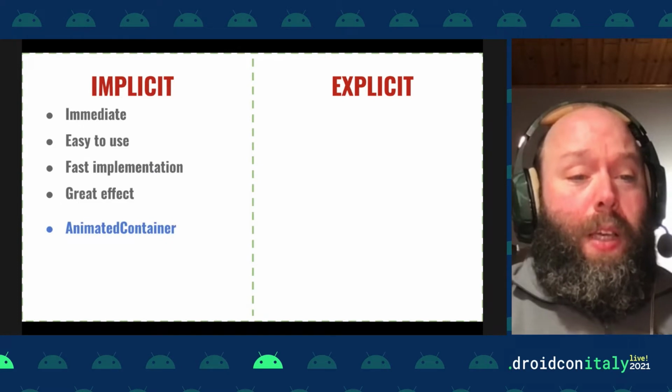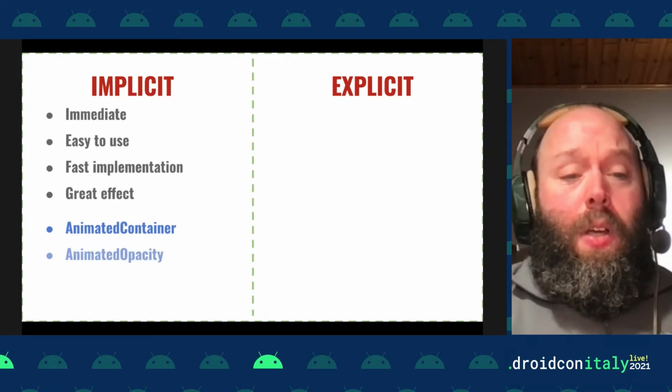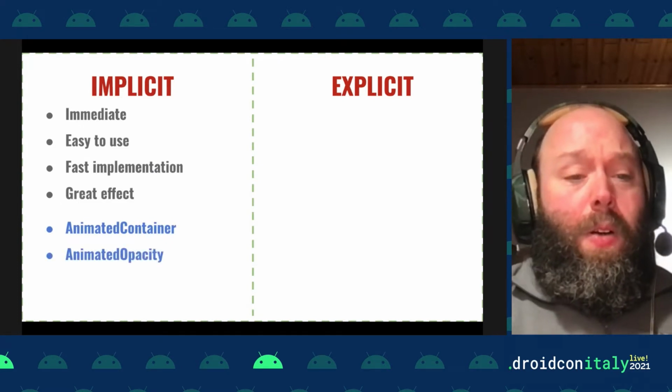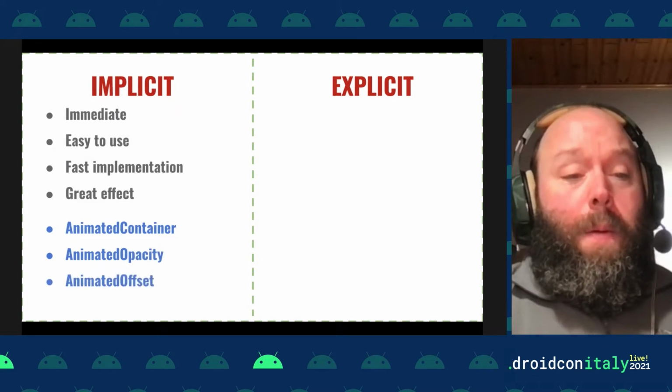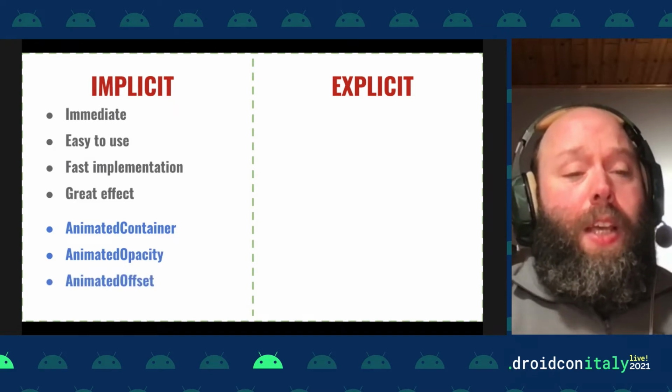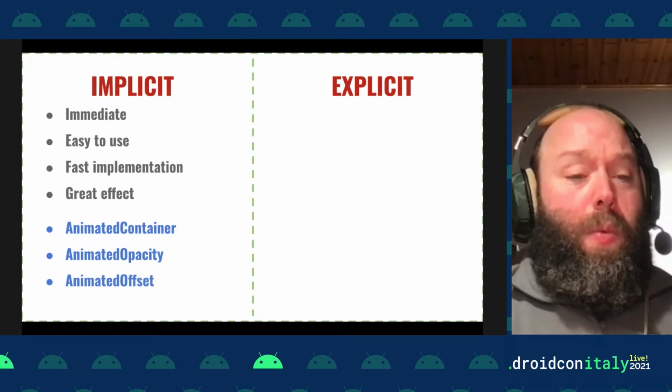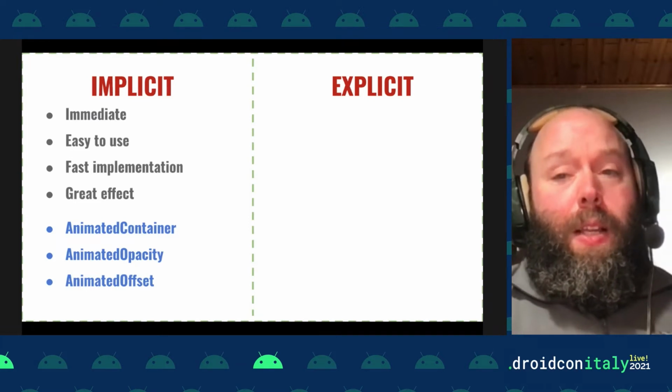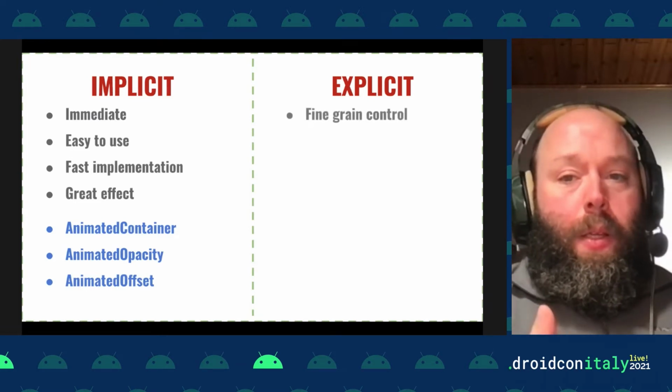Some samples of these are the AnimatedContainer, the AnimatedOpacity or the AnimatedOffset. Basically, you just change a parameter of one of those and you see the animation effect in place.